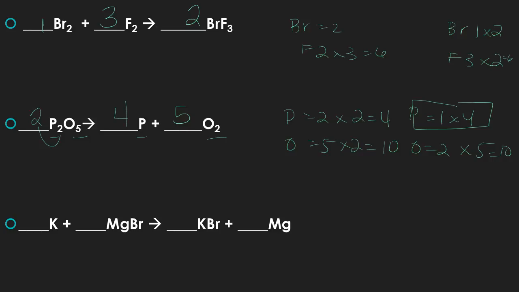Alright, really you can just look at this one by inspection. You have 1 K and 1 K, 1 Mg, 1 Mg, 1 Br, 1 Br. So this is actually already balanced. You can leave them all blank or you can put all ones in. Sometimes that'll happen. This wasn't there to trick you.